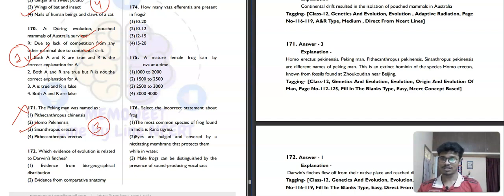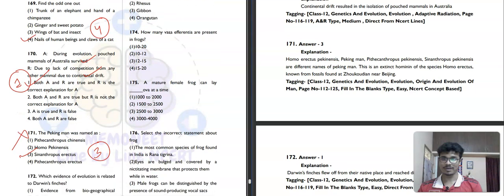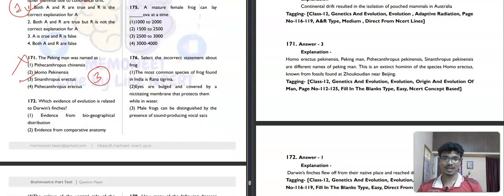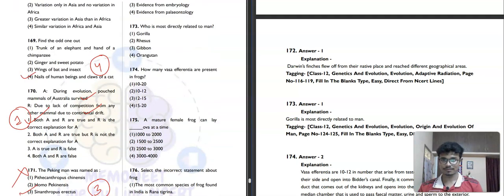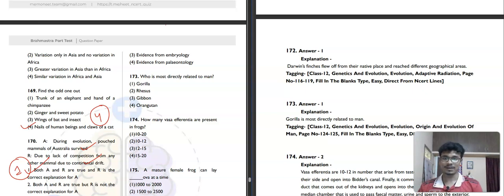Which evidence of evolution is related to Darwin finches? Evidence from biogeographical distribution, evidence from comparative anatomy, evidence from embryology, evidence from paleontology. The Darwin finches basically flew off from native places and reached different geographical areas, so it is definitely biogeographical distribution. The first option. Then question number 173. Which is most directly related to man? Gorilla, rhesus, gibbon or orangutan. So gorilla is most directly related to man.